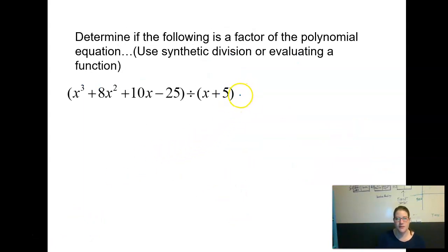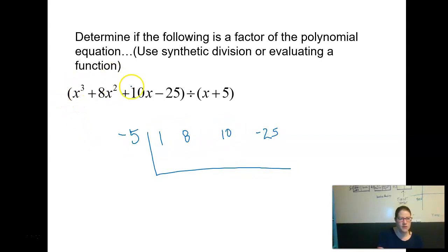Determine if the following is a factor of the polynomial. Use synthetic division to evaluate. So again, same thing. We're just going to take our 0. We're going to take our coefficients across the top. So 1, 8, 10 and negative 25. They went down in order, 3, 2, 1, and no x. So I don't need to worry about putting a 0 in there.